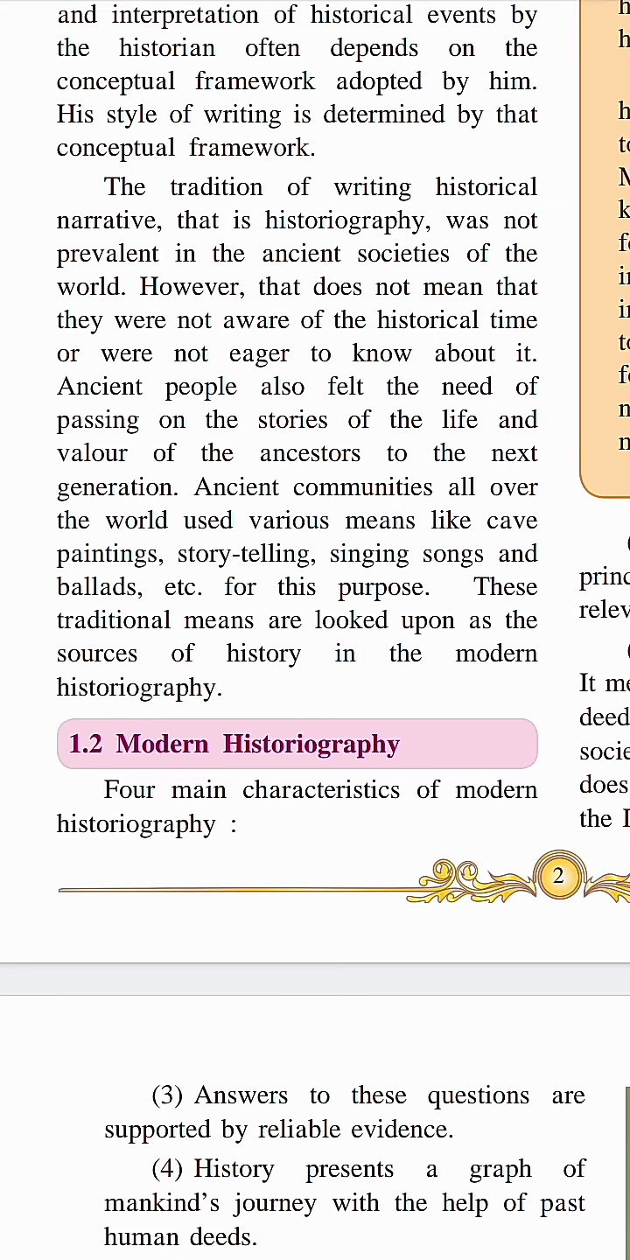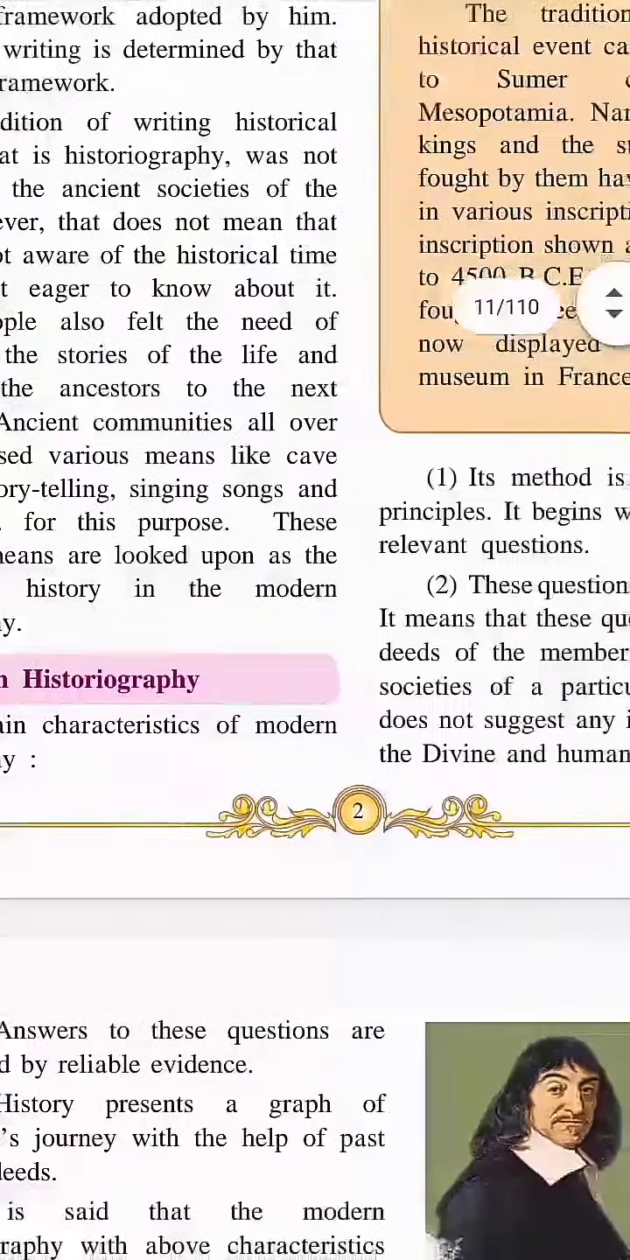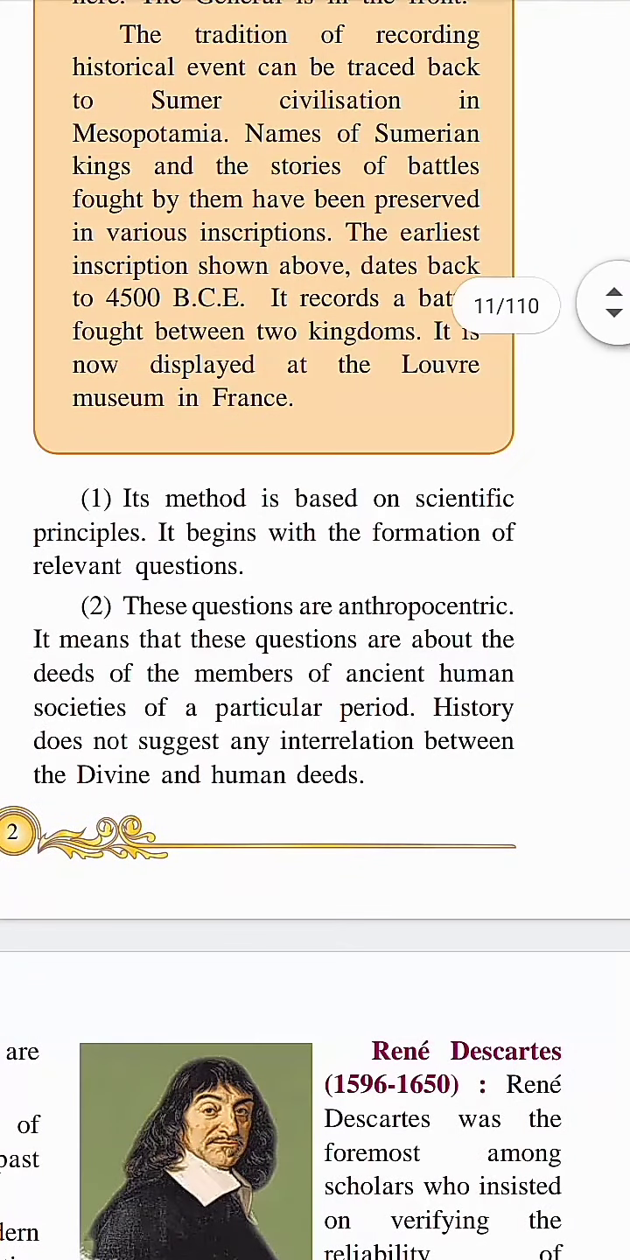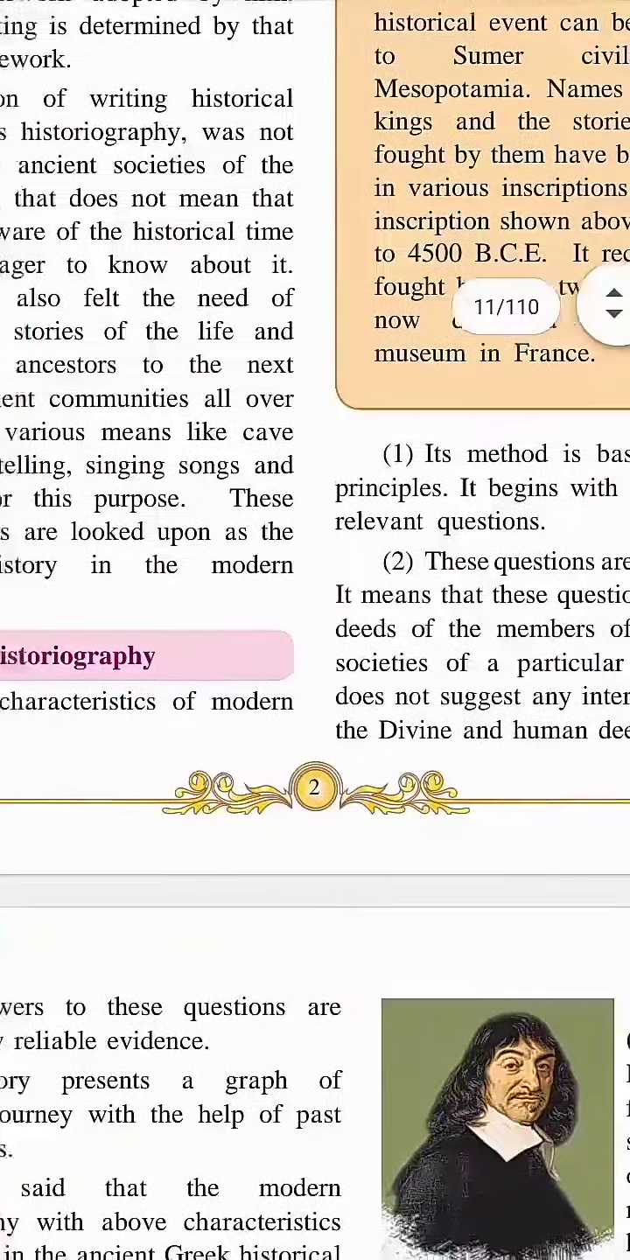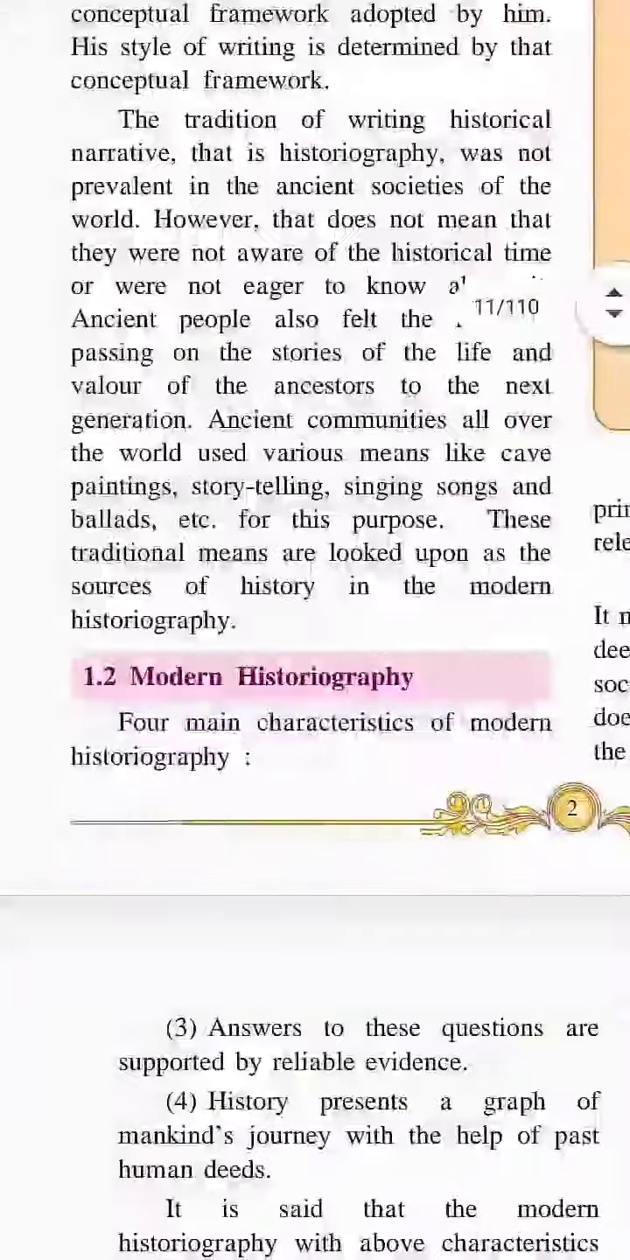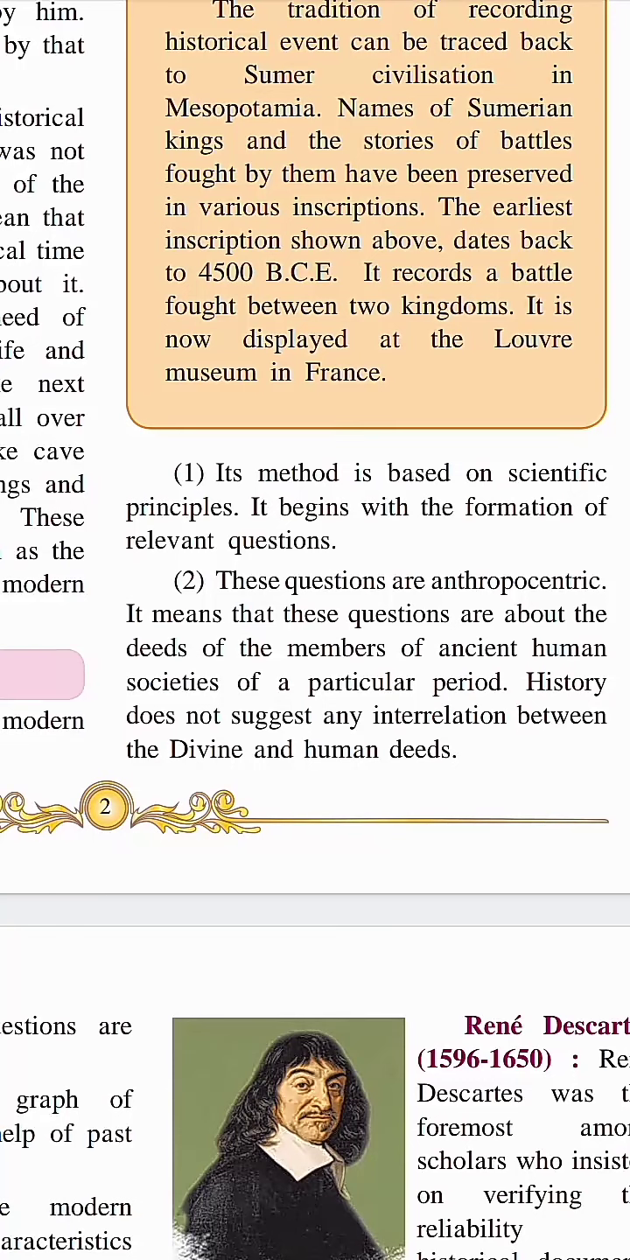Now, there are four main characteristics of modern historiography. Which are those four? First, it is a method based on scientific principles. It begins with the formation of relevant questions. Nowadays, we cannot just say anything in the air. If you are saying something, you have to prove it scientifically. So, the first characteristic of modern historiography is that it is based on scientific principles. It begins with the formation of relevant questions.